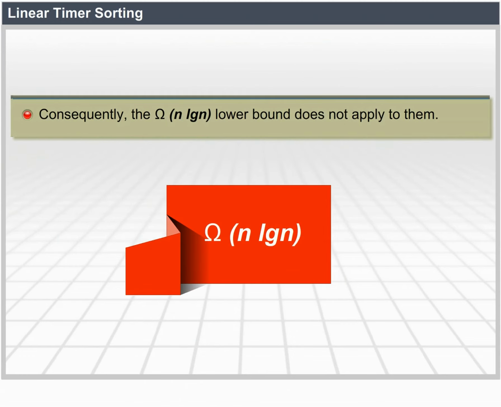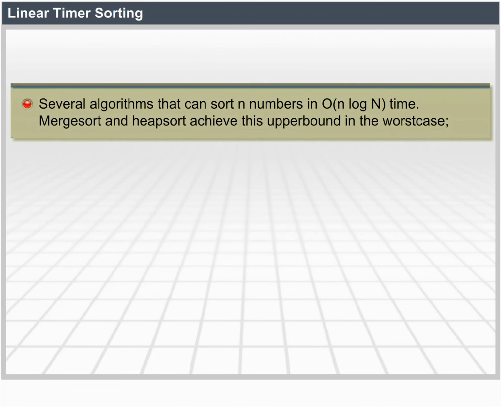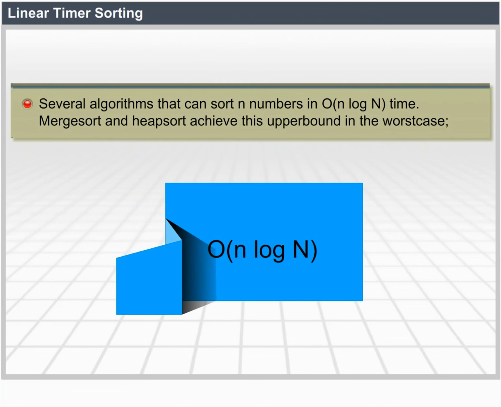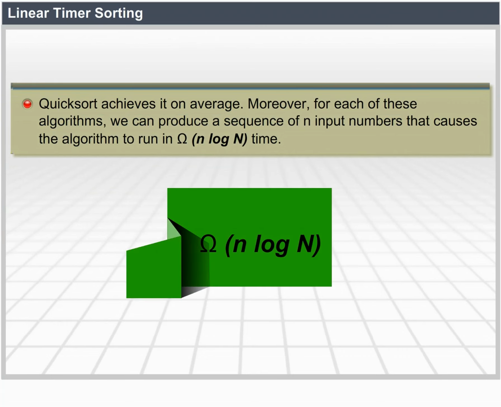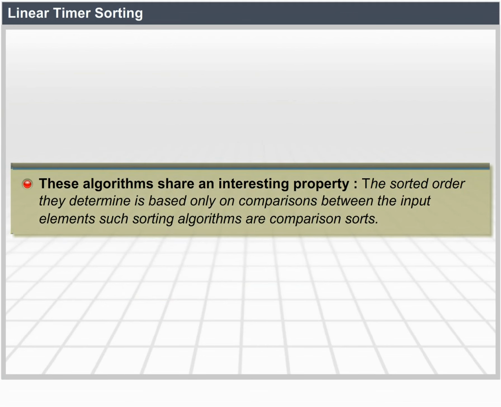Several algorithms can sort n numbers in O(n log n) time. Merge sort and heap sort achieve this upper bound in the worst case. Quicksort achieves it on average. Moreover, for each of these algorithms, we can produce a sequence of n input numbers that causes the algorithm to run in Ω(n log n) time. These algorithms share an interesting property. The sorted order they determine is based only on comparisons between the input elements. Such sorting algorithms are comparison sorts.